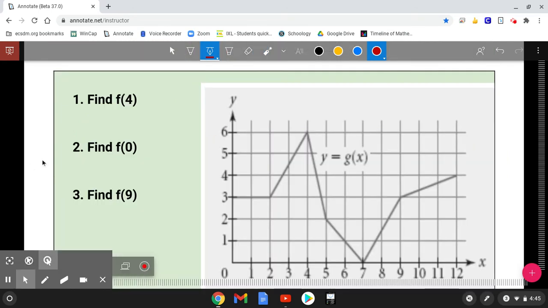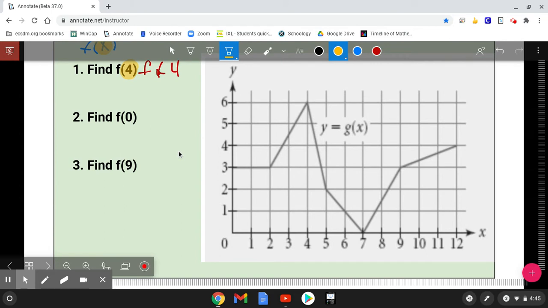Let's try these problems here. The first one says find f of 4. That's not f times 4, that's read as f of 4. And remember, it's usually written as f of x. So now we have 4 in place of x.